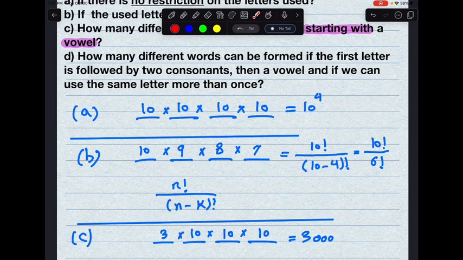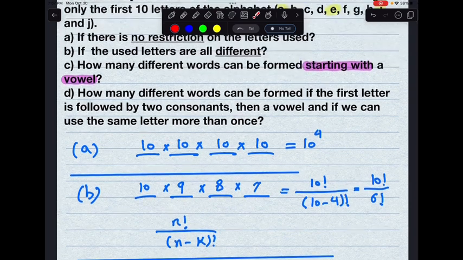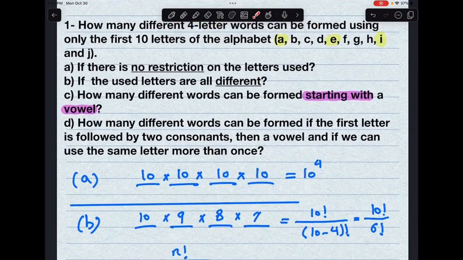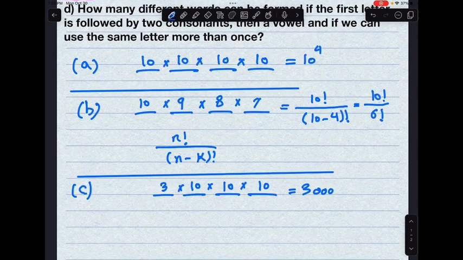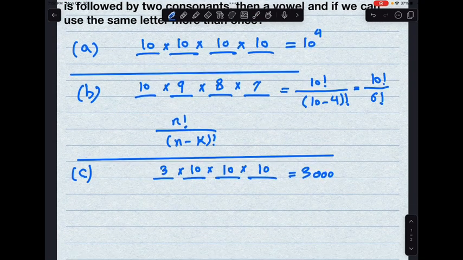So here there is an order. The first letter can be any of these 10 letters. But the second letter must be any of these 3 vowels, and then the third and the fourth letters must be consonants, any of these 7 letters. So we can count it just like we did in part C.